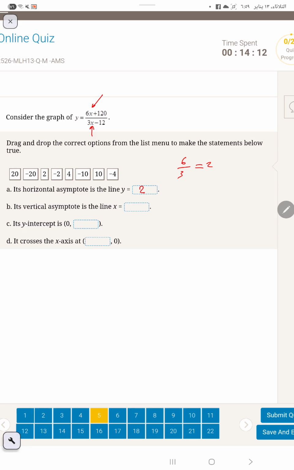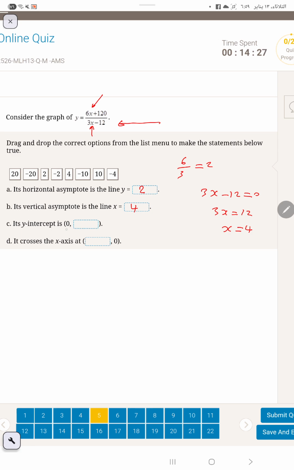For the vertical asymptote, we look for the value that makes the denominator 0. So 3x minus 12 equals 0. 3x equals 12. x equals 4. So here we have 4.